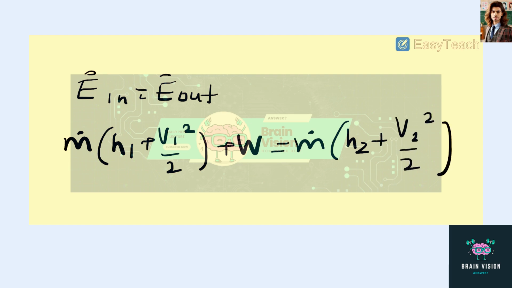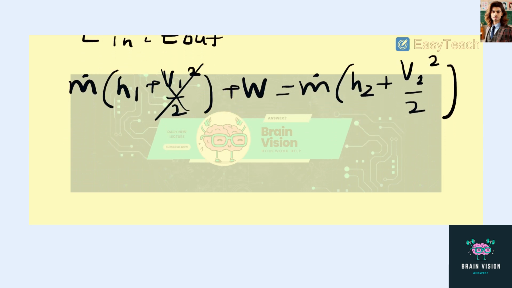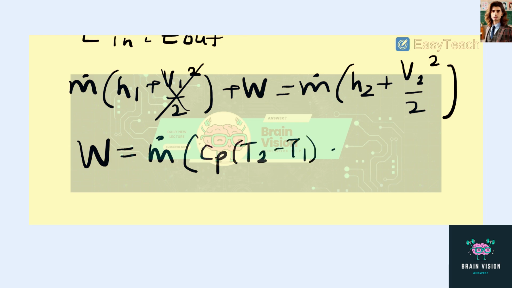Now recall that we assume that the air is starting from rest, so the initial kinetic energy is just going to be equal to 0. Now what we can do is go ahead and just solve for work, and we see that work will be equal to m dot Cp (T2 minus T1) plus V2 squared over 2. How we got this was just by manipulating terms and using the expression that enthalpy is equal to Cp times T.